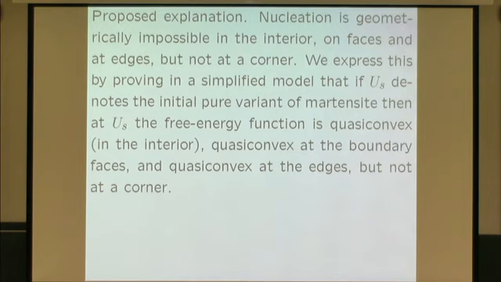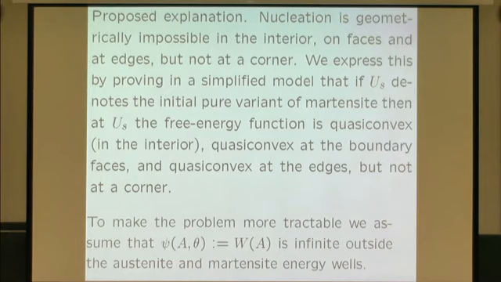Okay. And we articulate that in a simplified model by showing that if U sub S is the deformation gradient corresponding to the pure variant of martensite, then the free energy function is quasi-convex in the interior, at the boundary faces and at the edges, but not at a corner. So in this simplified model, if nucleation is localized, it must occur at a corner.